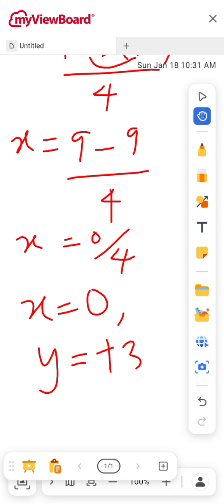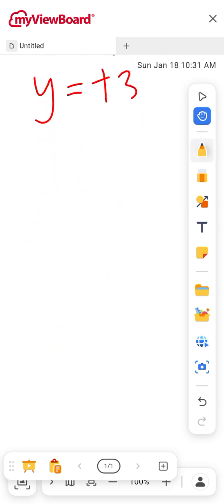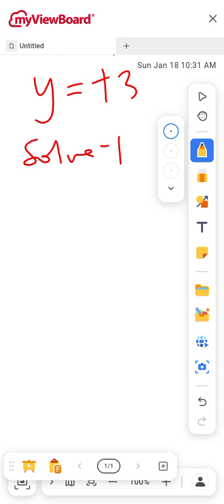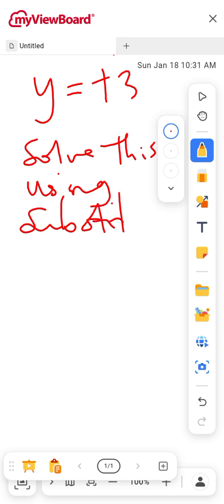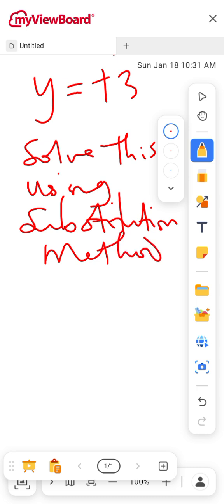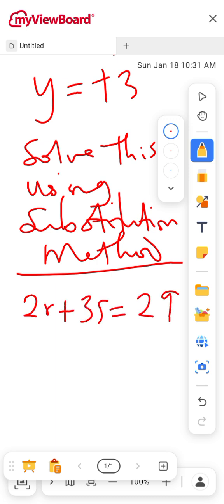So if you understood this, I also want you to solve this equation using the substitution method, to show that you understood what we have done here. We have 2r plus 3s equals 29, 3r plus 2s equals 16.